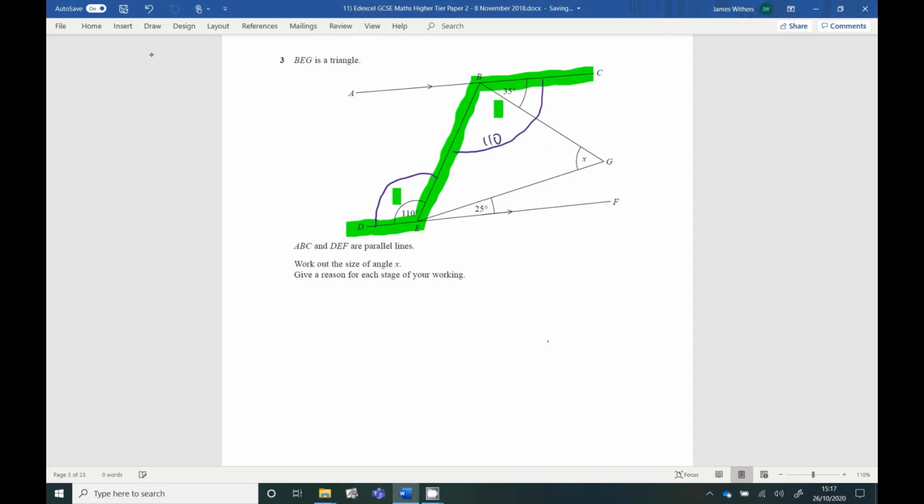So let's just give a reason for each stage as we go. So that angle there is going from C to B to E. So angle CBE equals 110 degrees. And the reason for that is alternate angles are equal.